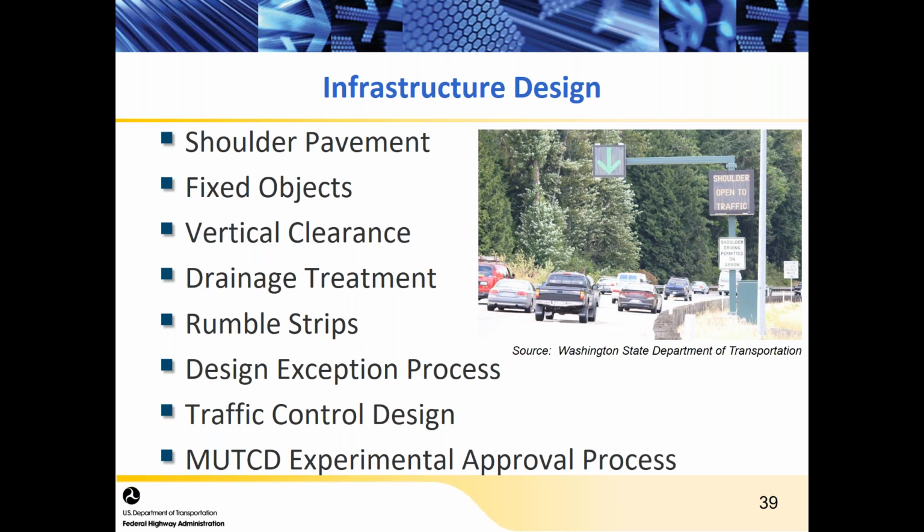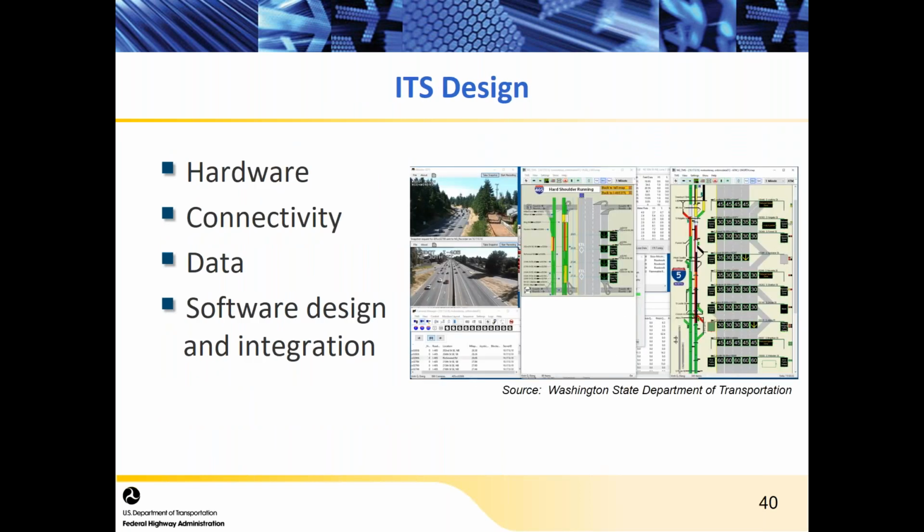There may also be an occasion where you have to request a design exception, and there is a process associated with that. FHWA has information on that you would need to follow. If you're going to use signs that don't currently exist in the Manual on Uniform Traffic Control Devices, there's a process for requesting approval to experiment with signs, if you're going to be using something that's not in the MUTCD.